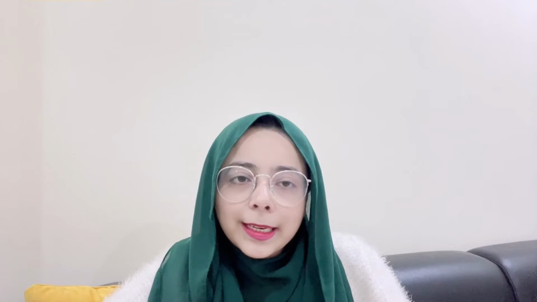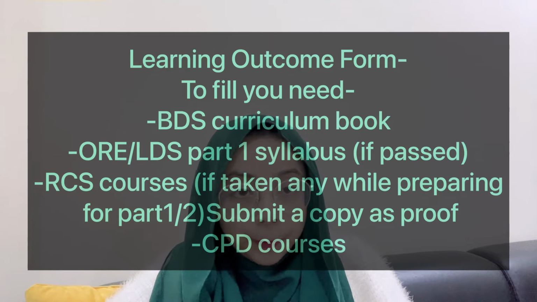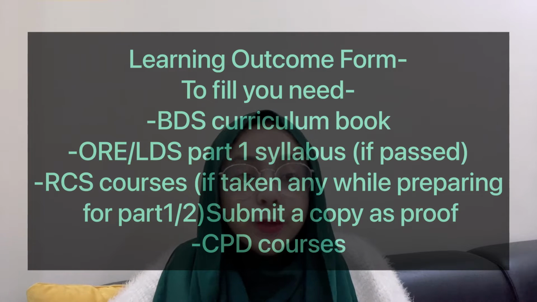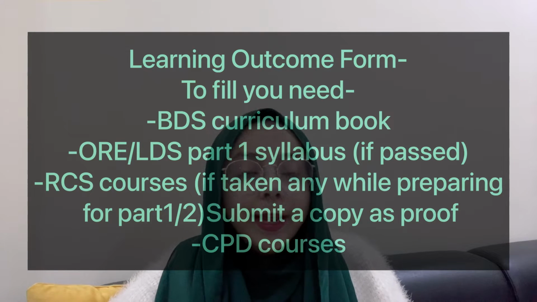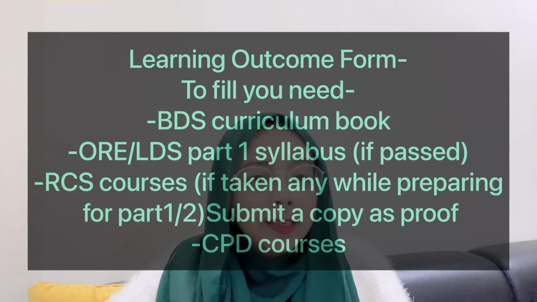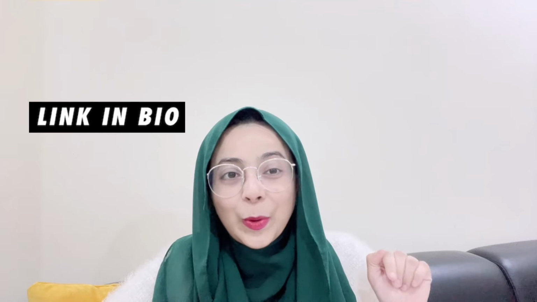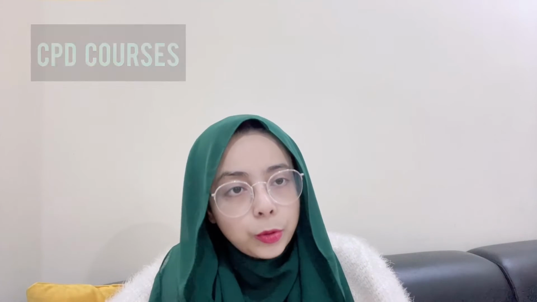And to fill the learning outcome form, the first thing that you will need is the BDS syllabus book. And one bonus that adds to your form is if you have cleared the ORE or LDS Part 1 exam, get the blueprint of the syllabus. For your assistance, I have provided the link in the description box below, so that makes your work a bit easier. You also have to do the CPD courses.